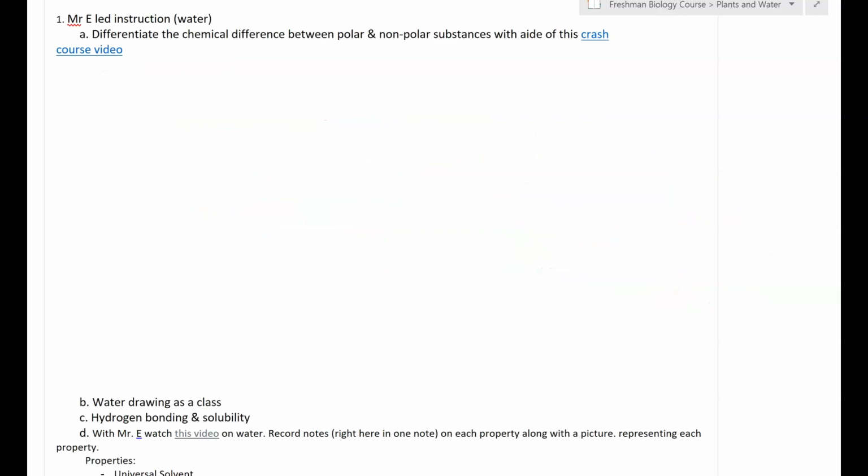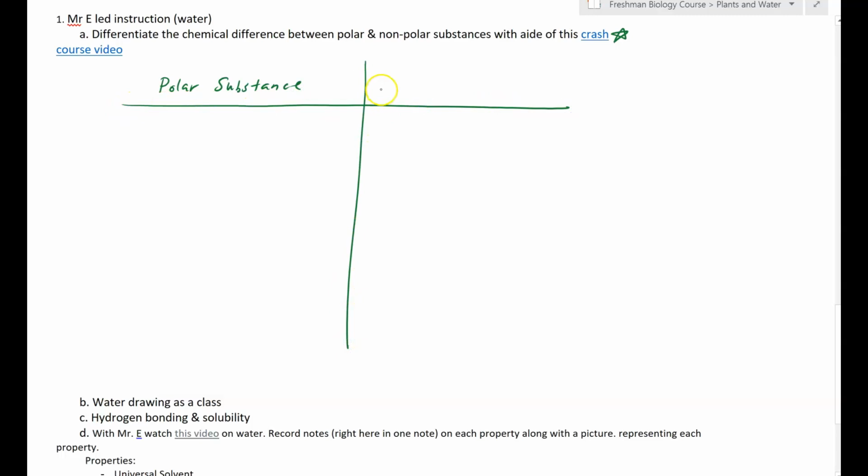If you have not done so already, go ahead and make sure you watch this informative crash course video. And we're going to take a look here now at the difference between a polar substance and a nonpolar substance. So to start with, after watching the crash course video, go ahead and hit pause, and let's get down an example of a polar substance and an example of a nonpolar substance.